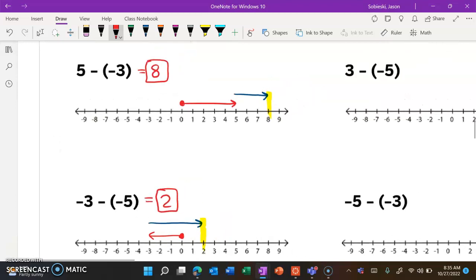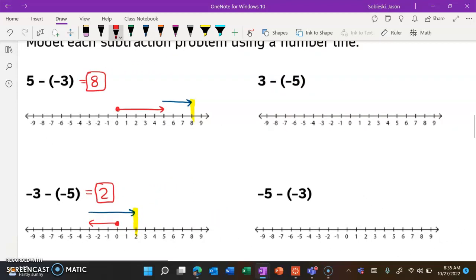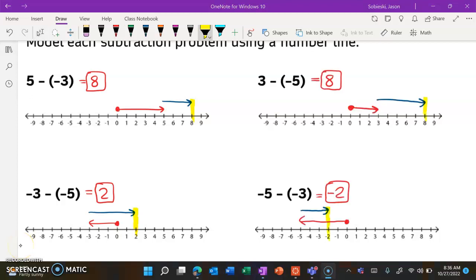All right, so again, I will zoom out, and we're going to let you pause the video and try the next two, and then we will check. Okay, so 3 take away negative 5 should result in a positive 8. Negative 5 take away negative 3 should be a negative 2 as your answer.